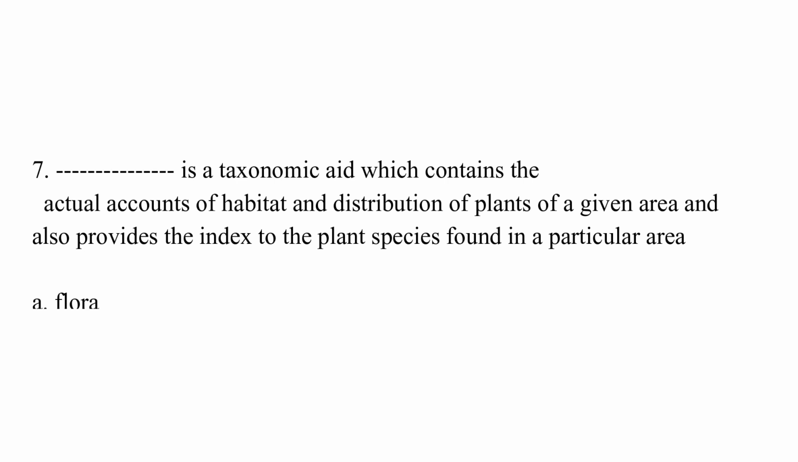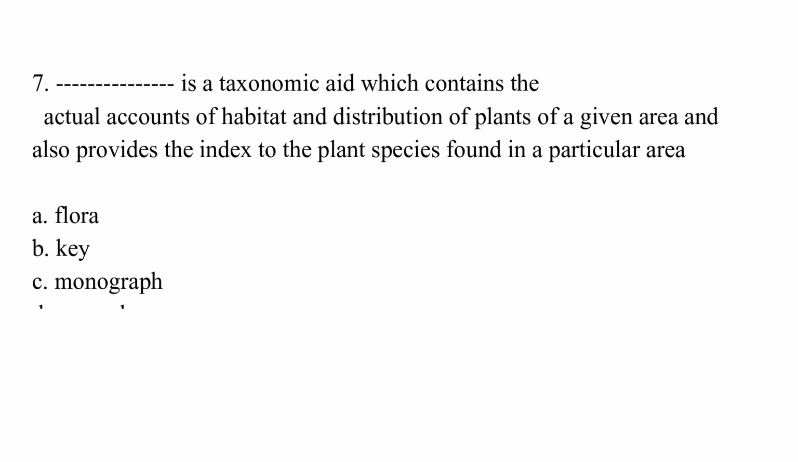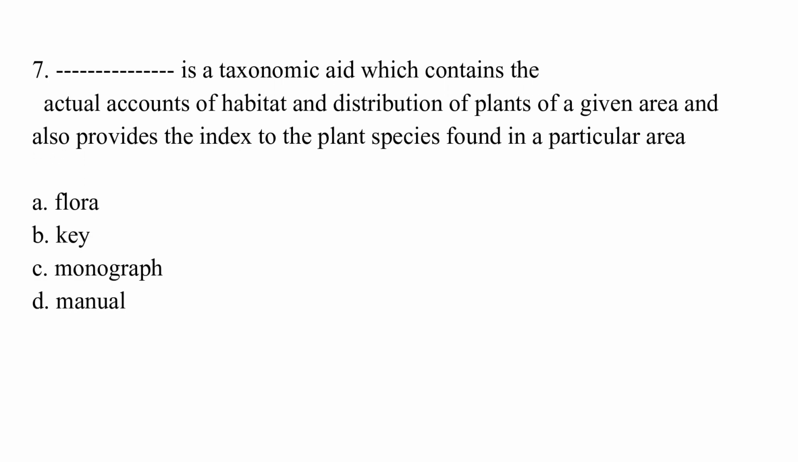Blank is a taxonomic aid which contains the actual accounts of habitat and distribution of plants of a given area and also provides the index to the plant species found in a particular area. Option A, flora; option B, key; option C, monograph; option D, manual. The correct answer is option A, which is flora.